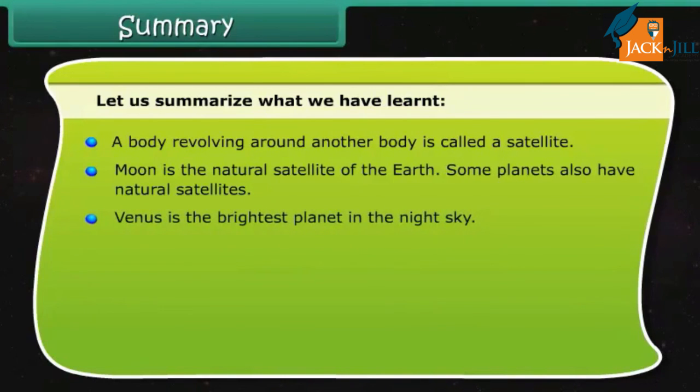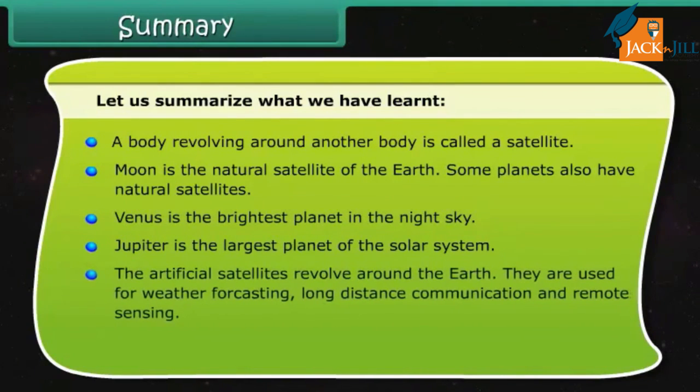Venus is the brightest planet in the night sky. Jupiter is the largest planet of the solar system. The artificial satellites revolve around the earth. They are used for weather forecasting, long-distance communication, and remote sensing.